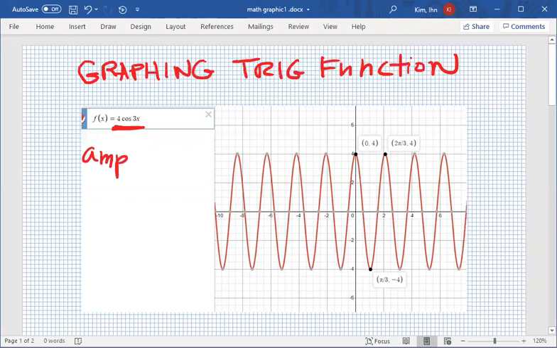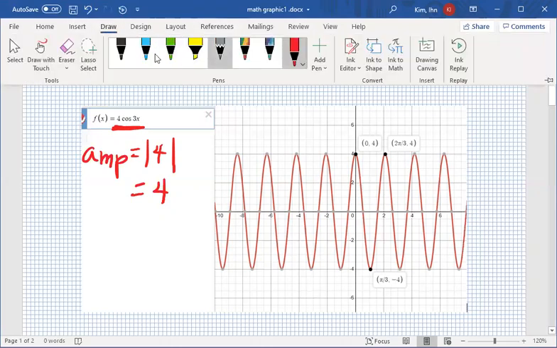Well, the amplitude for this is going to be the absolute value of the coefficient, right? The coefficient of 4 cosine 3x is going to be 4. So the absolute value of 4 is going to be 4. Okay, remember, amplitude is the distance of the high point. Since the graph is red, let me change the color to maybe blue this time because I don't want to confuse you guys.